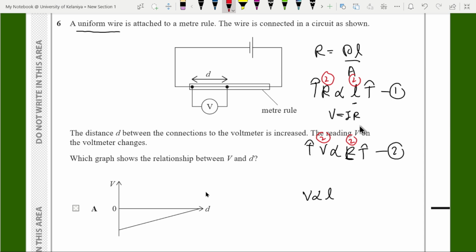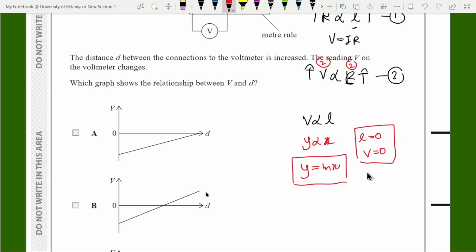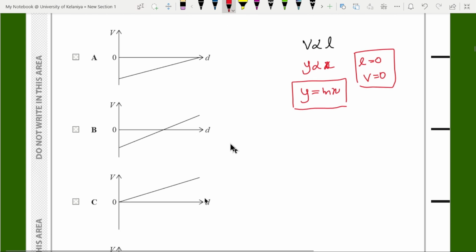If V is directly proportional to L, like Y directly proportional to X, you can write this as Y equals mx. So this is the type of graph. If L is 0, V should be 0 because it is a Y equals mx type graph, so it starts from the origin of the coordinates. So it is not A, not B, here C is the answer, right?